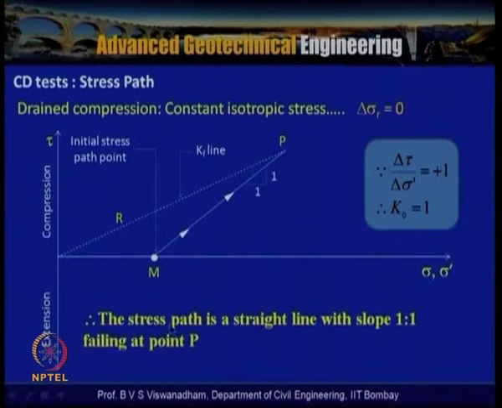So if you look into this, the stress path is a straight line with slope 1:1, that is 45 degrees, failing at point P. The stress path meets the KF line at point P. So MP is a straight line with slope 1:1 failing at point P.